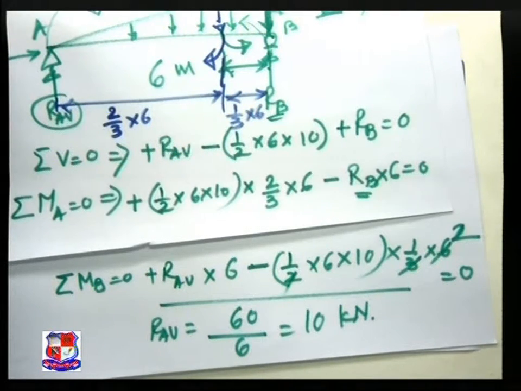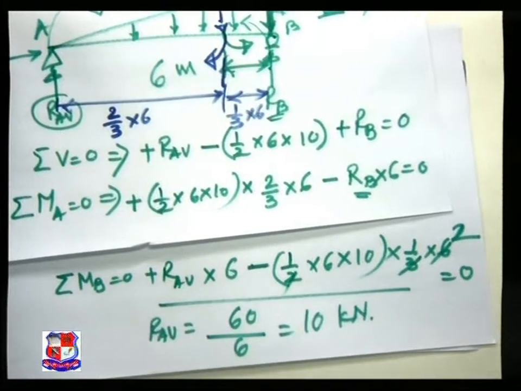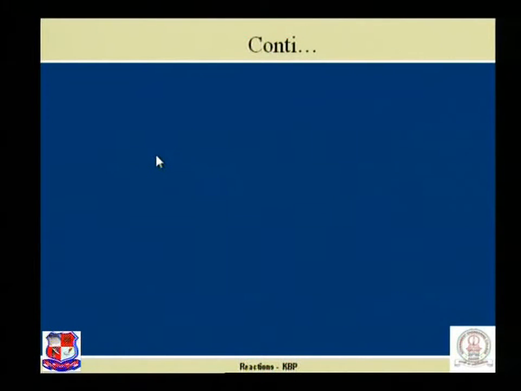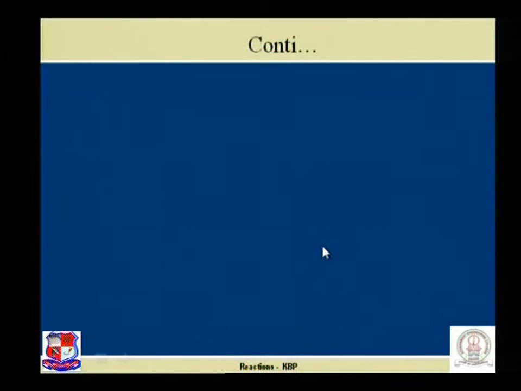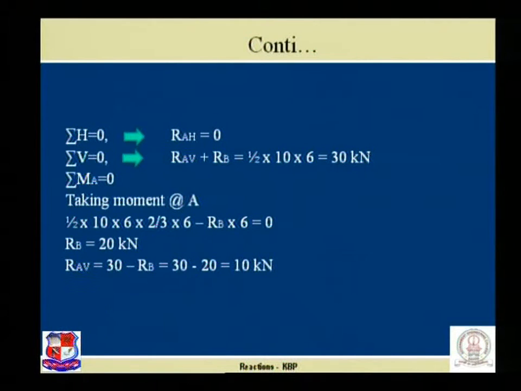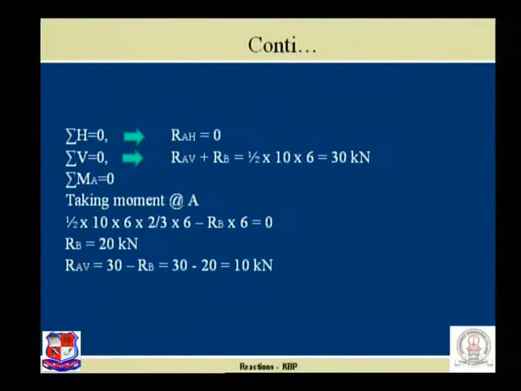So please see over here, by taking the moment at A point, if you see the previous figure, we will find out RB. If we take the moment at B point, we will be able to find out RA, and the answers remain unchanged in both cases. So we can take a moment at any point to find the unknown parameters, that is the reactions. I wish you understood this problem better. Let us go for the next problem so that you understand it once again.